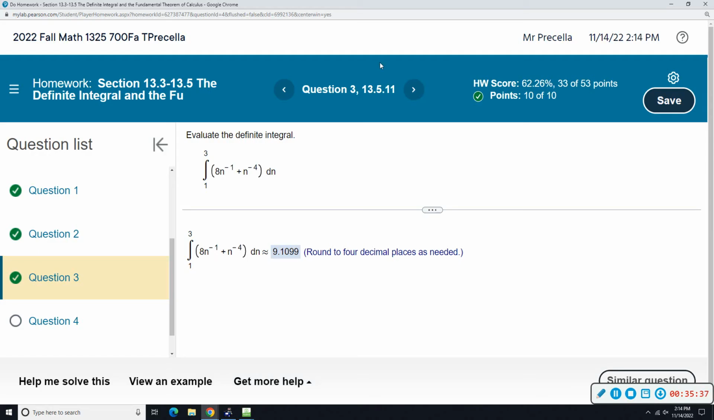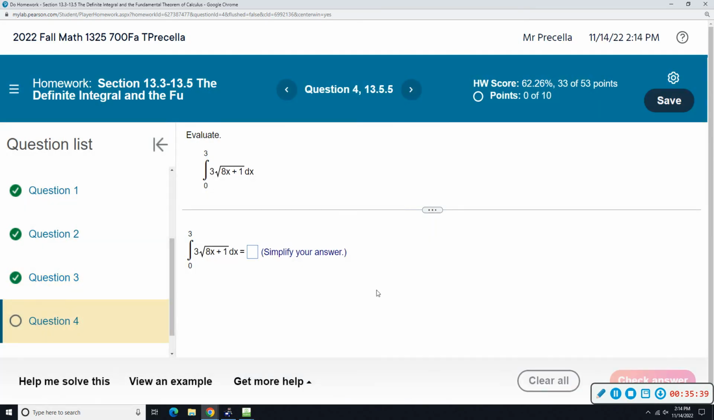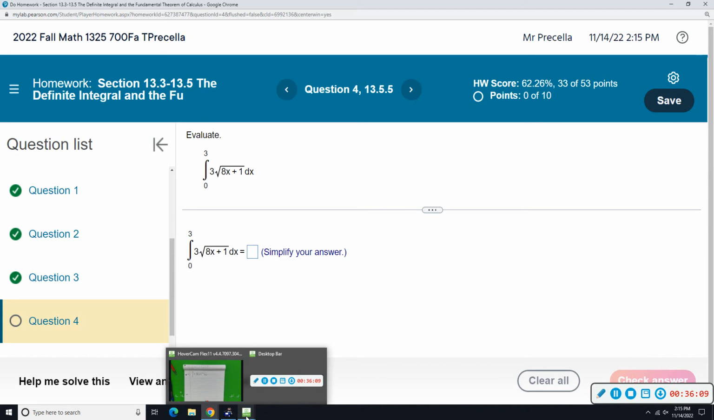Let's see, I was going to do 5 problems. Here's the next one. Oh, I know how much y'all love those square roots. Let me write this one down. This is number 4. The definite integral from 0 to 3 of 3 times the square root of 8x plus 1 dx. Let me make sure I don't miscopy it.